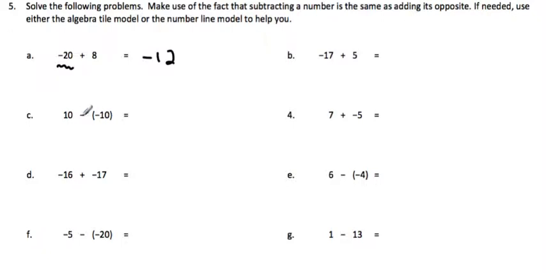Here we can probably use some of our good rules that we kind of developed in this lesson. So we do have these two negatives, so think of it like a positive. So I have 10 plus 10. That should give us 20.